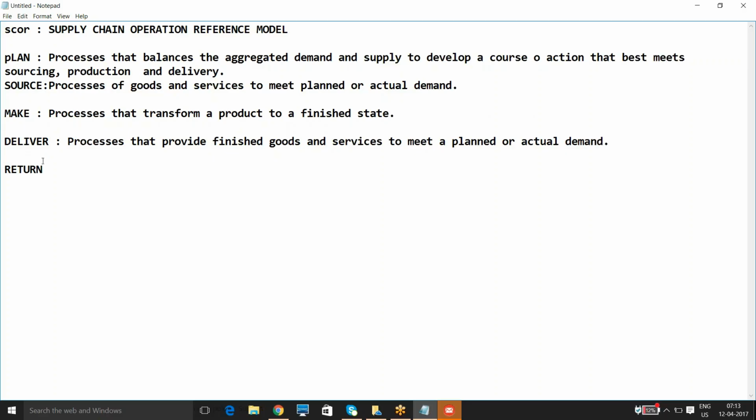I may not speak more about returns, however returns is known to you. The process to provide the finished goods and services to meet the planned or actual demand is called delivery. If we speak about returns, nowadays we have come across something called reverse supply chain management, which is effectively used by some very good companies.